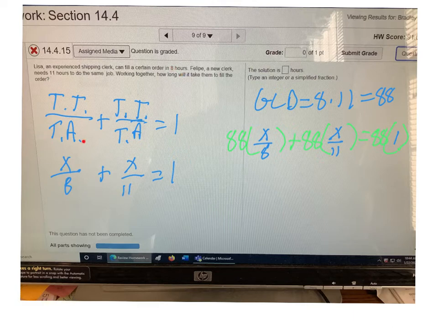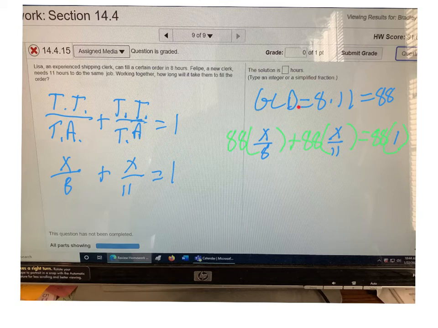And this is the formula I like to use. The time together divided by time alone. This is what portion one individual will do of the job. This is the proportion the other person will do, and together they'll complete this one job. So X, the time together, over 8 hours is the proportion of the work Lisa will do, and then X over 11 hours is the proportion Felipe will do. Together they'll complete the one task. Coming up with a rational equation may be the hardest part, like this formula here.